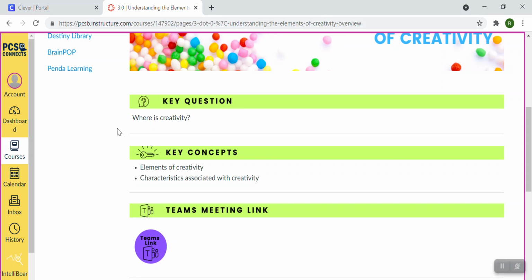Some key concepts we're going to go over during this module are looking at the elements of creativity, and then some characteristics that are associated with creativity. Some might surprise you, some might make complete sense, but just kind of looking at that in more detail.